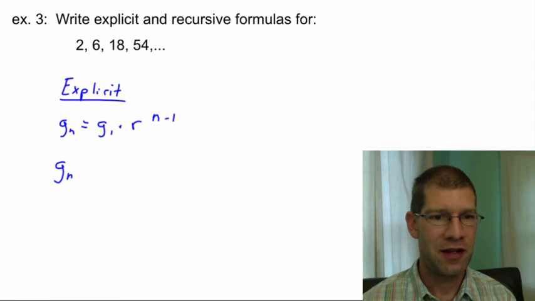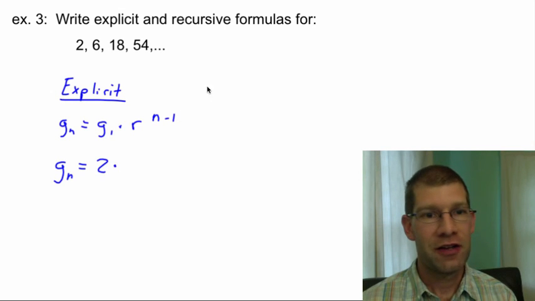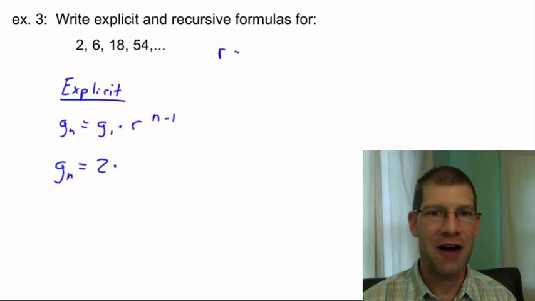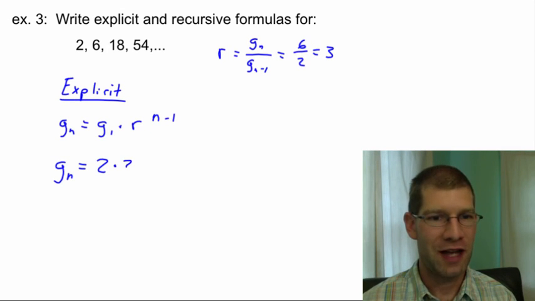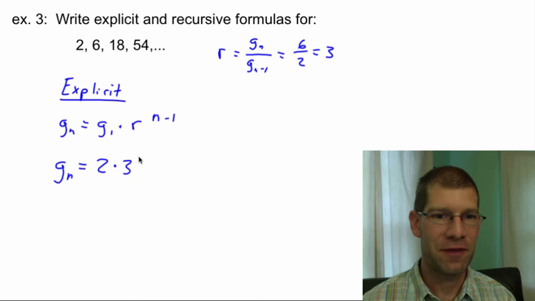So g sub n equals g sub 1, so that'd be my 2, times r. If you're not sure, most people probably look at it and it jumps out at you, but we said r is going to be the nth term, pick any number, divide it by the number in front of it. So we could just do 6 divided by 2 gives us a 3. Most people probably looked at it and just said, I'm multiplying by 3. Then you have to the n minus 1 power.